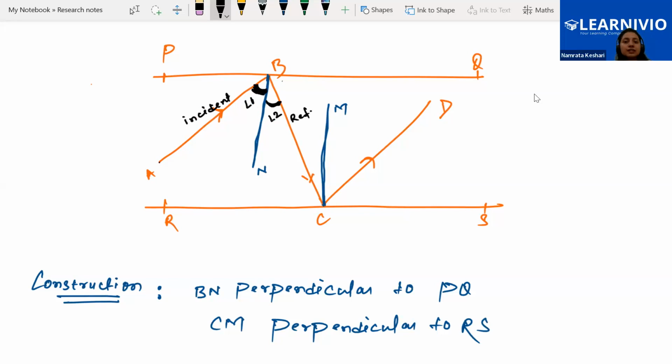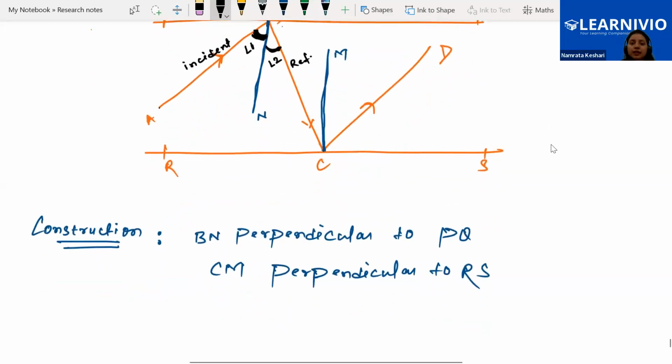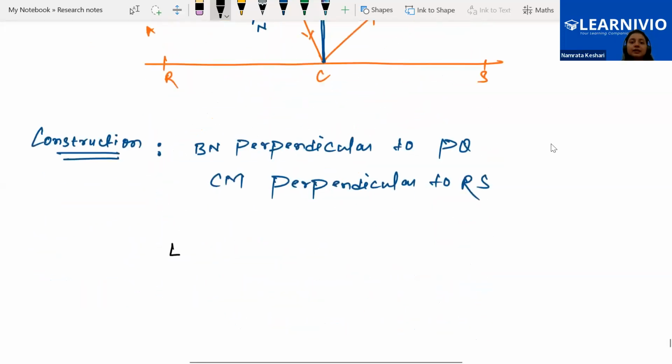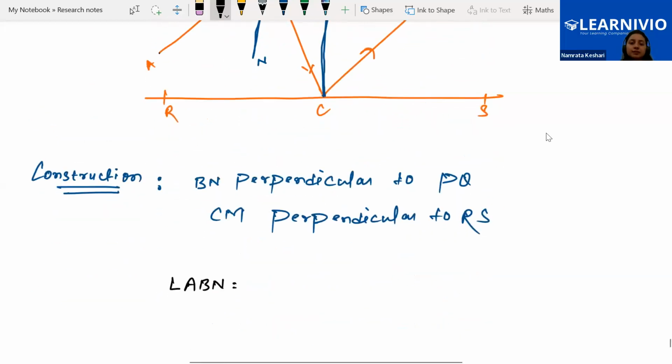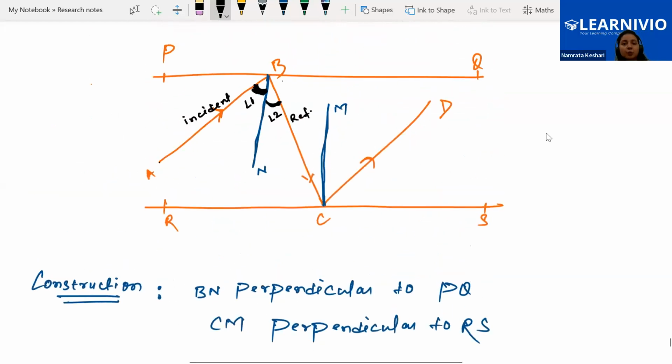Understanding so far, is it clear to everyone? Yes, ma'am. So we will be writing it over here, that angle ABN is equal to angle NBC, or we can write angle 1 is equal to angle 2. In the figure we have to mark it properly.